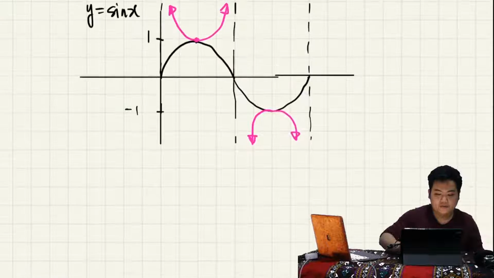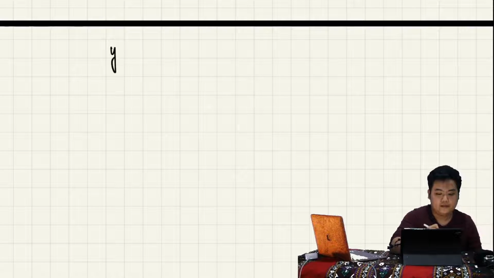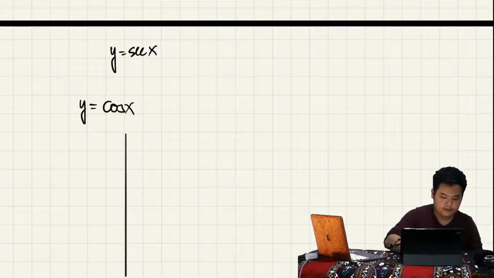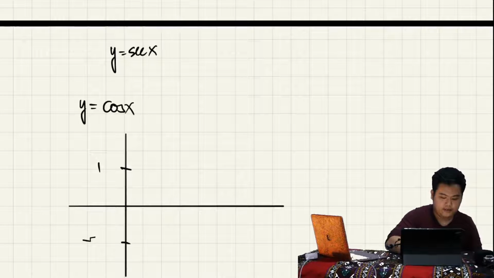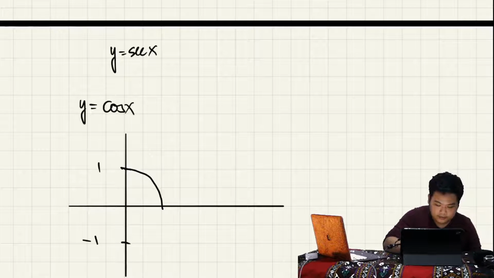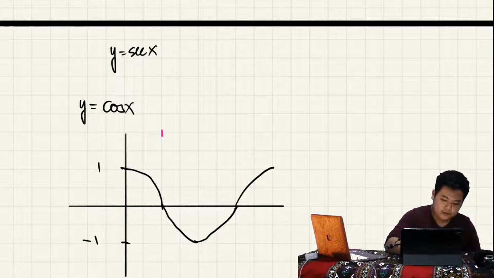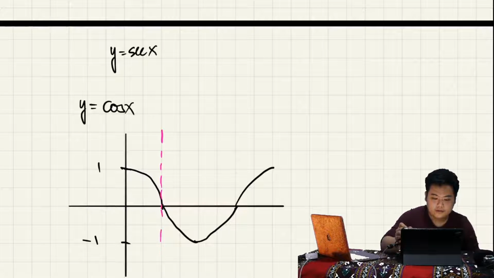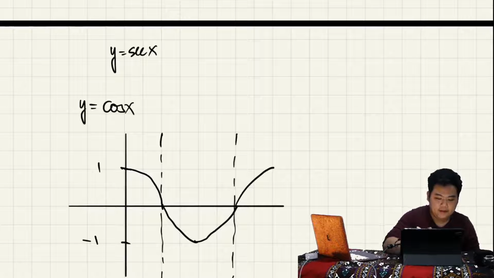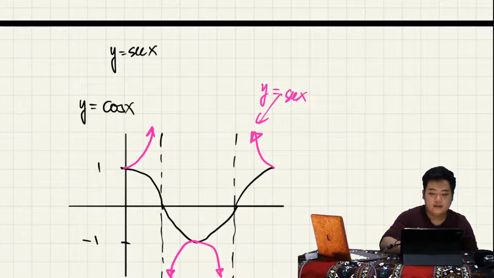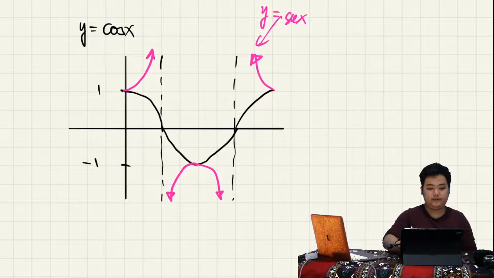And for secant of x, kailangan muna nating i-graph si cosine of x. If this is 1, negative 1, magiging ganito yung graph ni cosine. Again, nasan yung mga vertical asymptotes? These are the vertical asymptotes. Babalik na rin nyo lang to get the graph of secant. So, yung pink, yan yung graph ni secant of x. Okay? Clear?